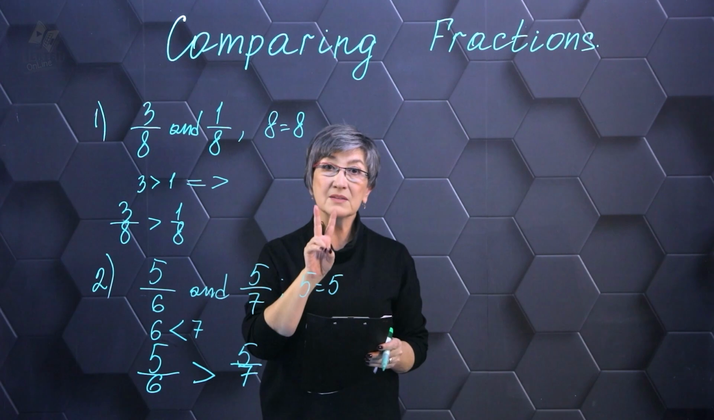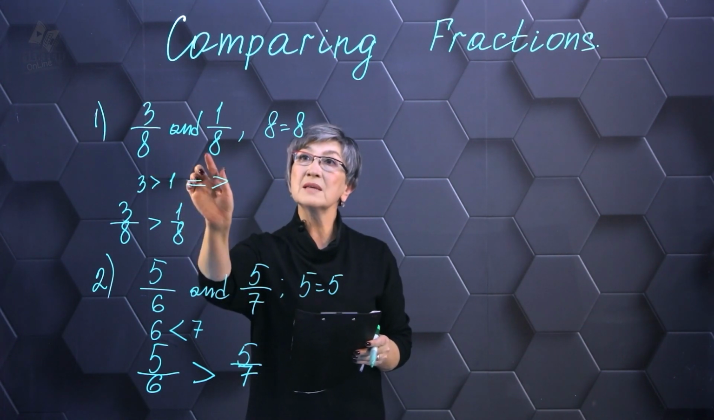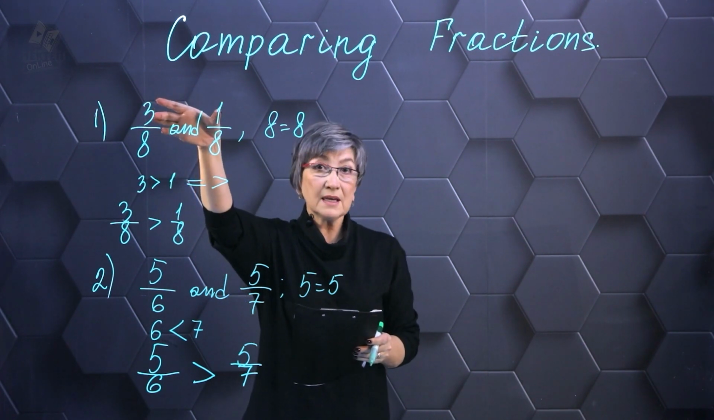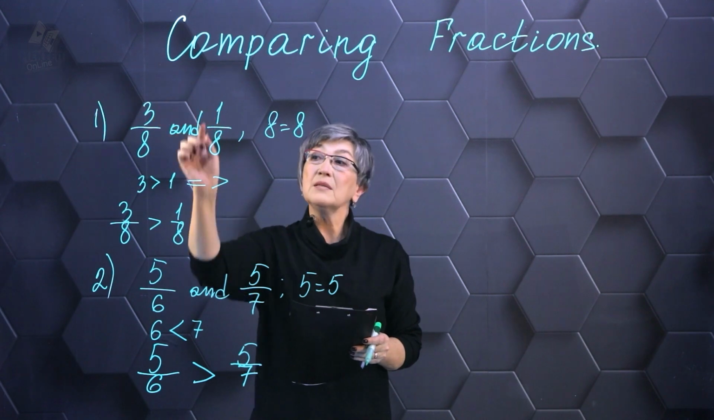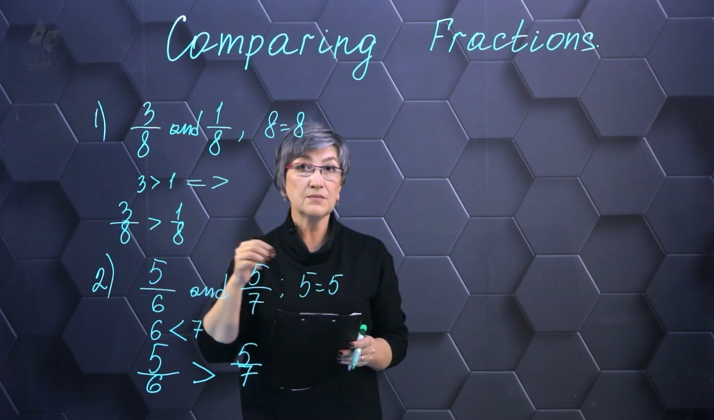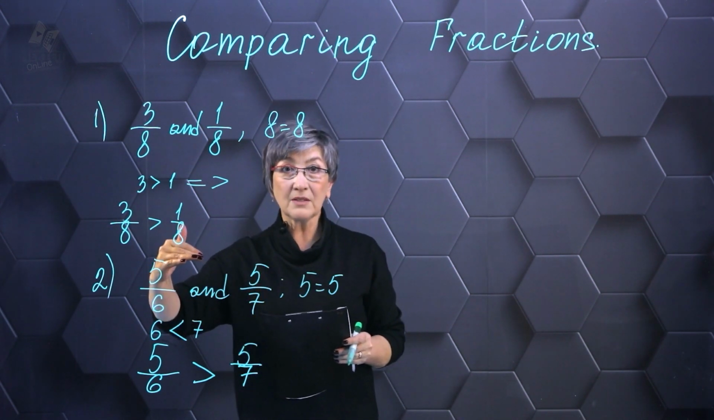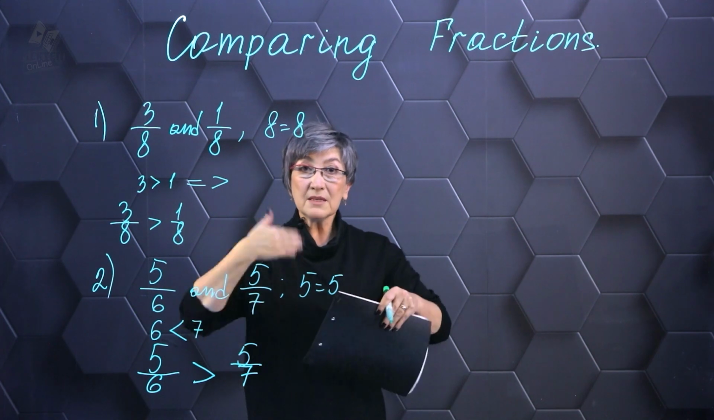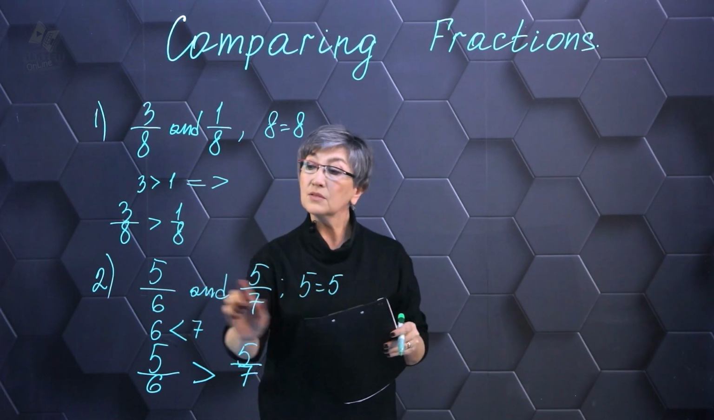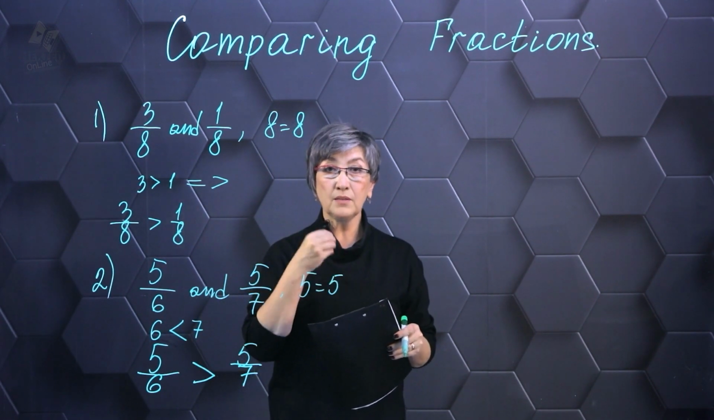So, two basic rules. Pay attention to the denominator. If the denominators are equal, we naturally compare the numerators. And the fraction I'm going to have is the fraction that has the larger numerator. When my numerators are equal, the opposite rule applies. That is, if the numerators are equal, I naturally compare the denominators and the fraction that has a smaller denominator will be larger.